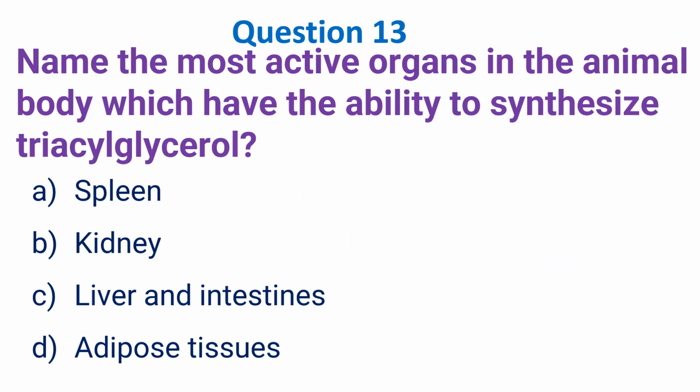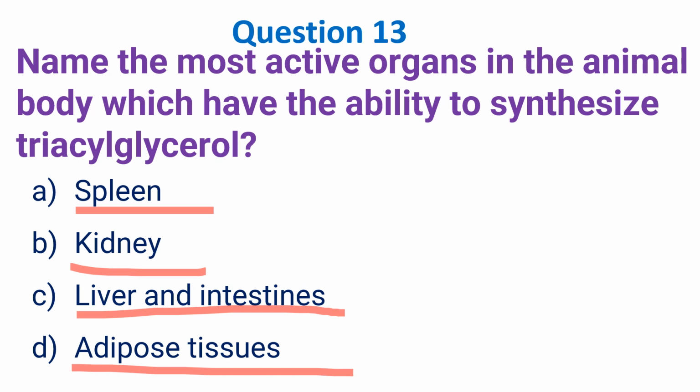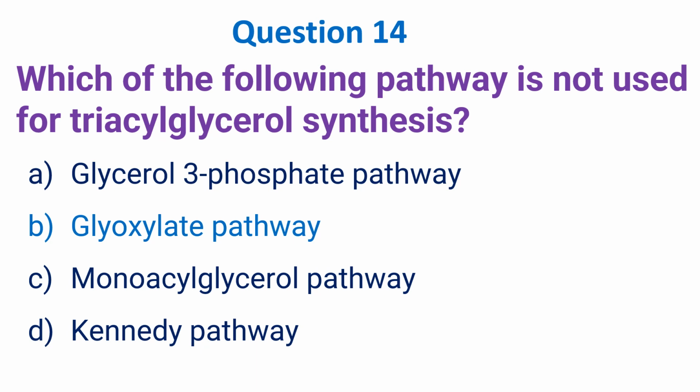Name the most active organs in an animal's body which have the ability to synthesize triglycerol. Options are spleen, kidney, liver, and intestine. D. Adipose tissue. The correct answer is liver and intestine. Which of the following pathways is not used in triglycerol synthesis? The options are A. Glycerol 3-phosphate pathway, B. Glyoxylate pathway, C. Monoacylglycerol pathway, D. Kennedy pathway. The correct answer is B.